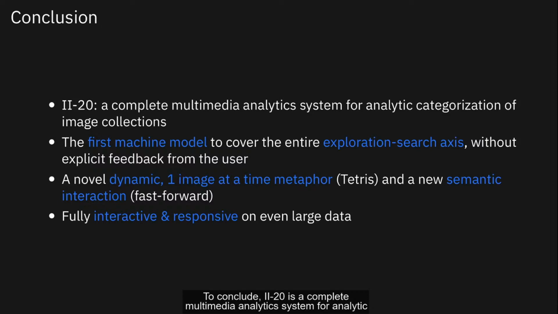To conclude, AI20 is a complete multimedia analytics system for analytic categorization of image collections. We have introduced the first machine model to cover the entire exploration search axis without explicit feedback from the user. We have introduced a novel dynamic one image at a time metaphor in Tetris and a new semantic interaction in Fast Forward. And AI20 is fully interactive and responsive on even large data.